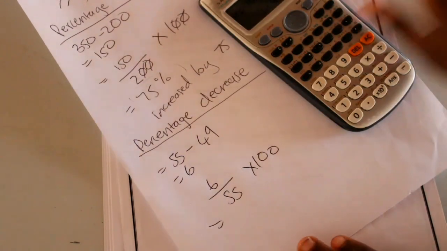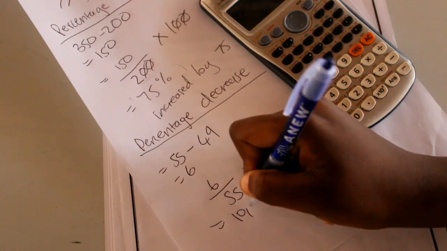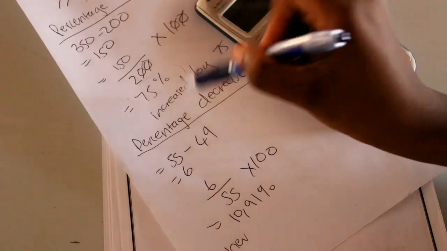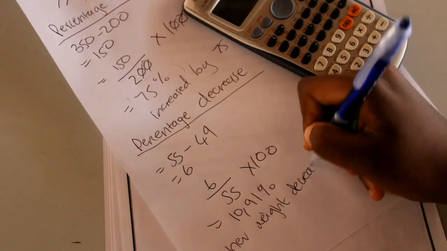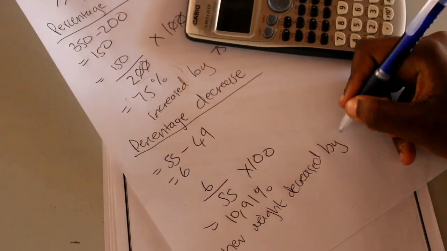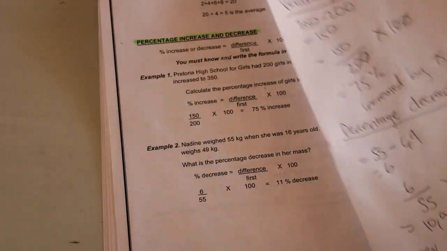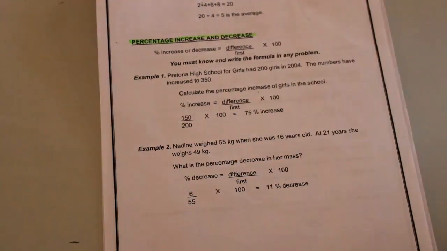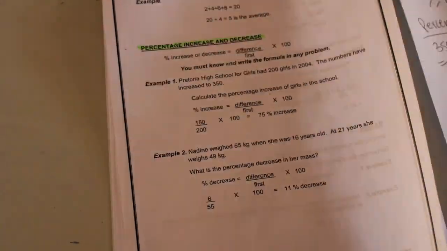I always round off my answers to 2 decimal places unless stated otherwise. So it's 10.91%. I was not specific here, but her weight decreased by 10.91%. Let's check. Here they rounded it off to the nearest whole number. I don't know, you can, but I always make sure I round it off to 2 decimal places because that's what the instruction says on the question paper. And okay, now moving on.